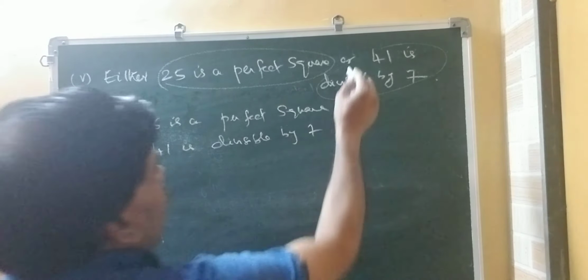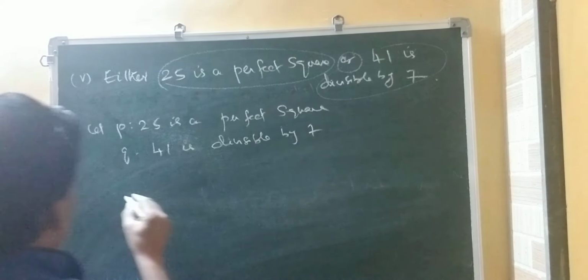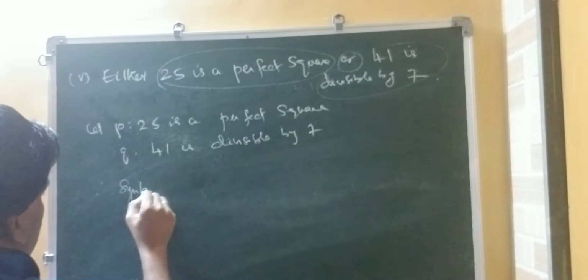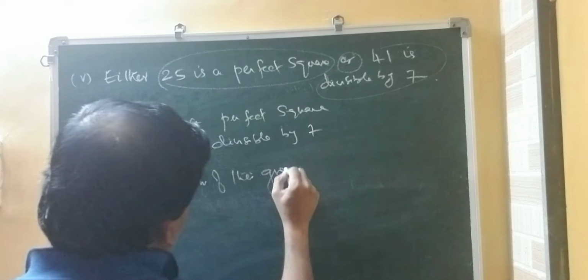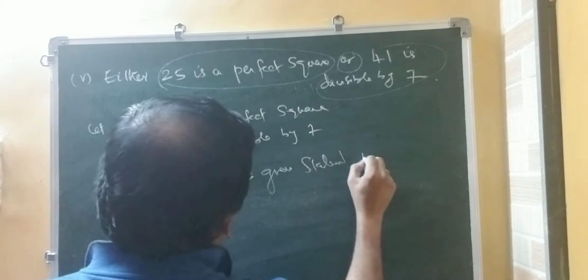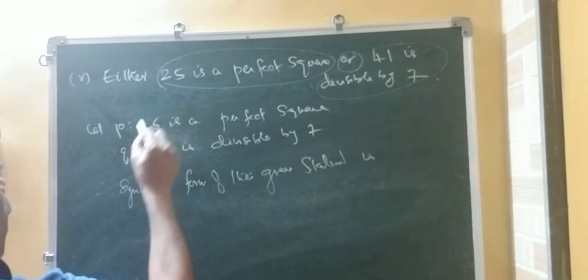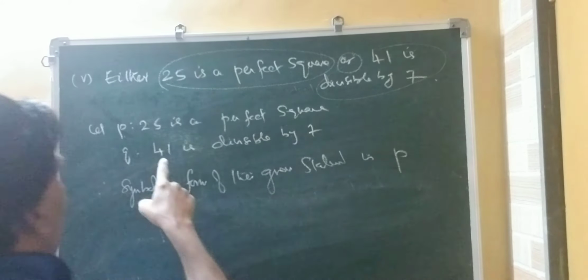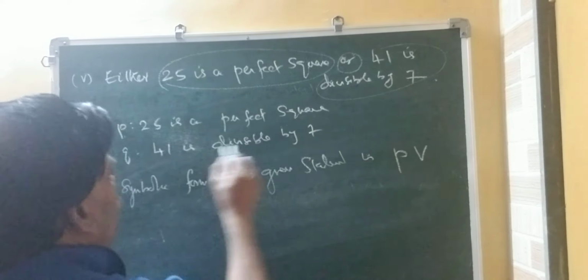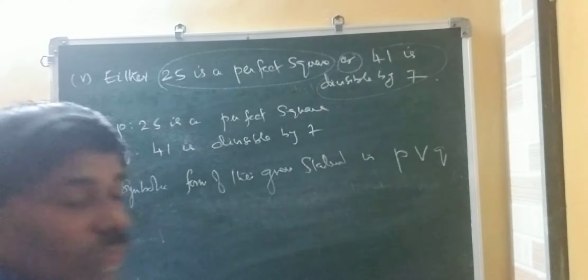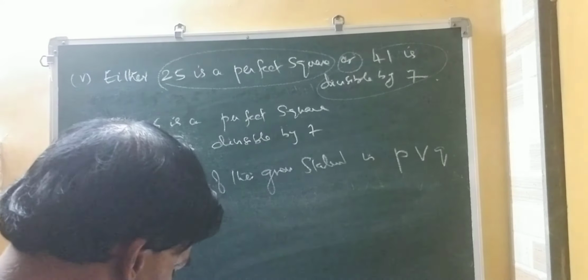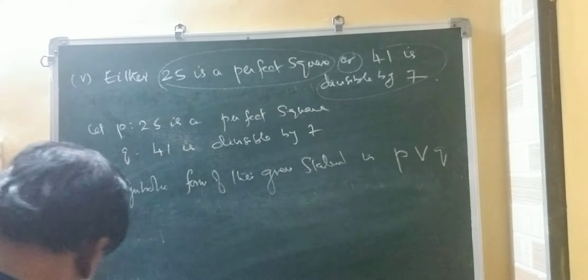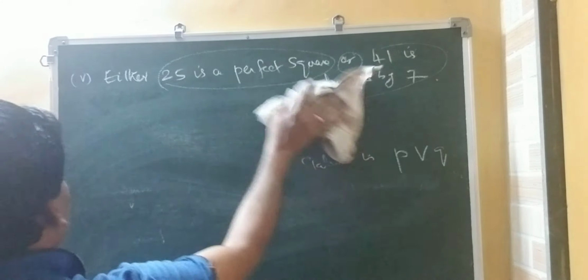Now here what is given? R. Therefore, the symbolic form of this given statement is, see, 25 is a perfect square, so P, or 41 is divisible by 7. We are not asked to find out the truth value, only you have to write the symbolic form of the given sentence. Now, one more sum we will do, this is important.